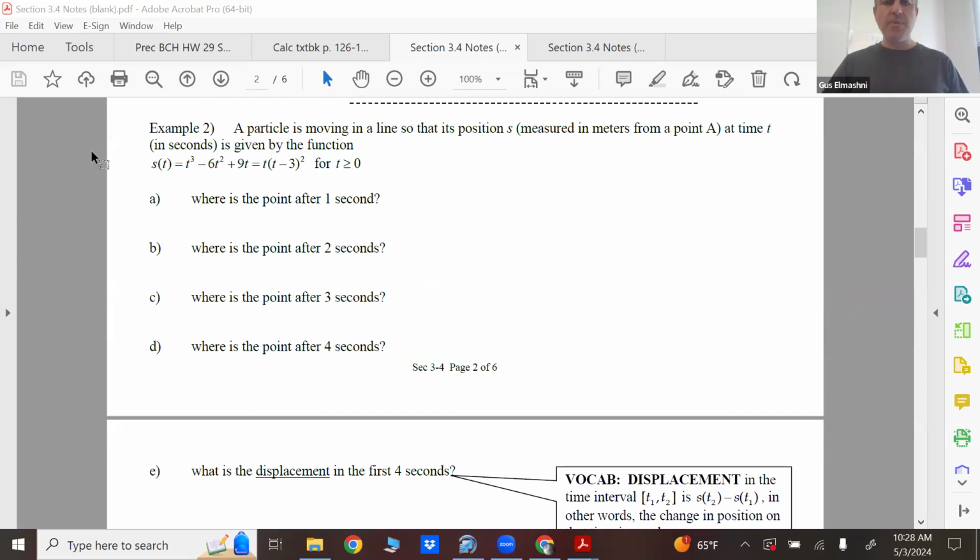Okay, so let's work on this, guys. First off, what we need to do, guys, quiet, please. Thank you. Okay, let's take the derivative. So the velocity can be written like this. That's going to be 3t squared minus 12t plus 9.